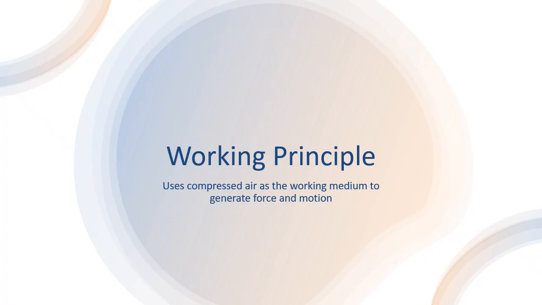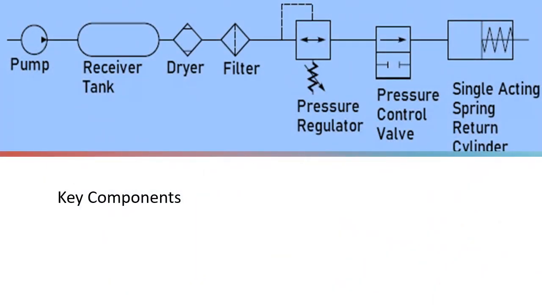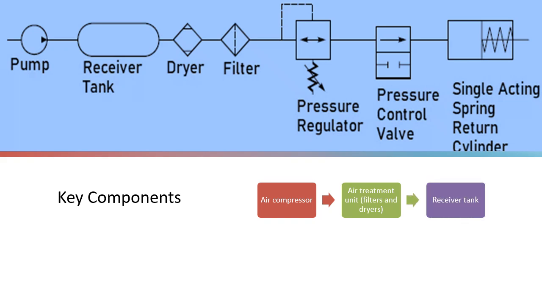Key components. A pneumatic system typically includes several main components. An air compressor to produce compressed air. An air treatment unit with filters and dryers to clean and prepare the air. A receiver tank to store the air. Control valves to direct airflow. And actuators, such as cylinders or motors, to perform the actual work.